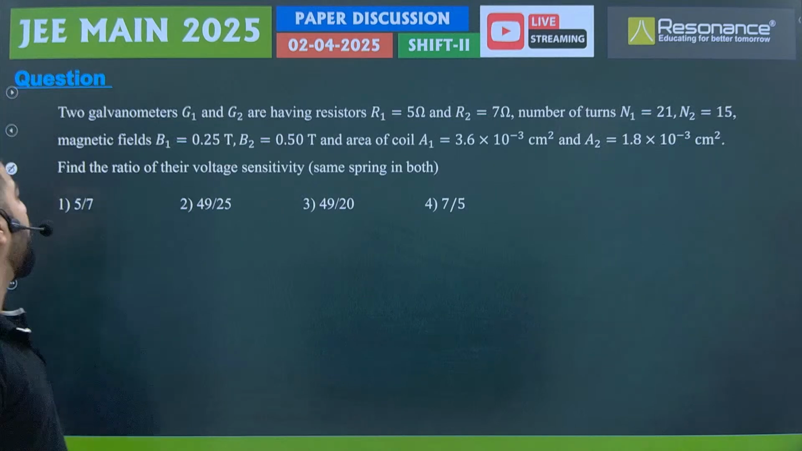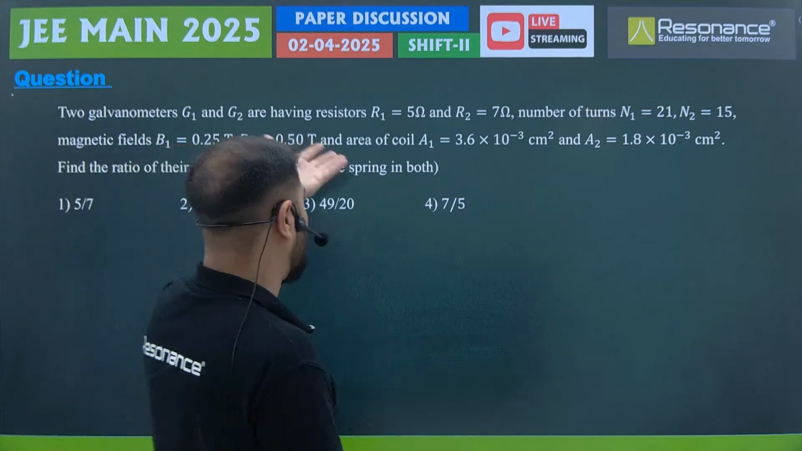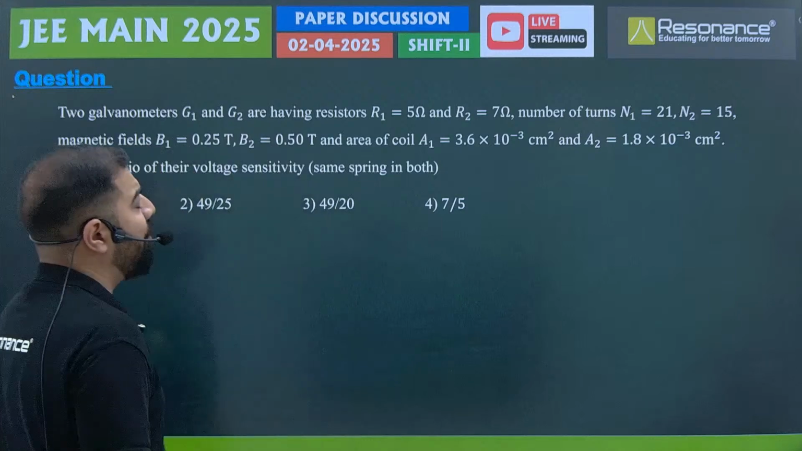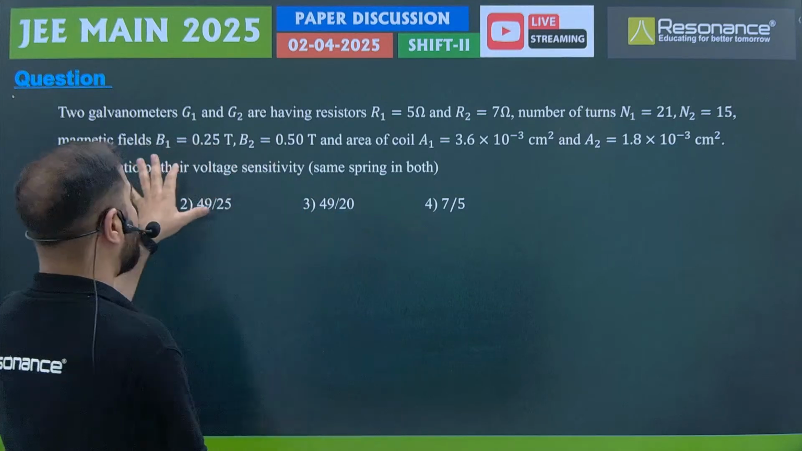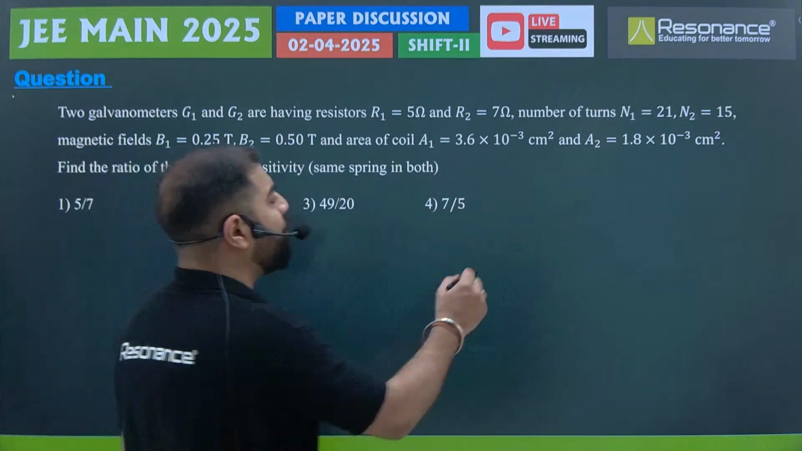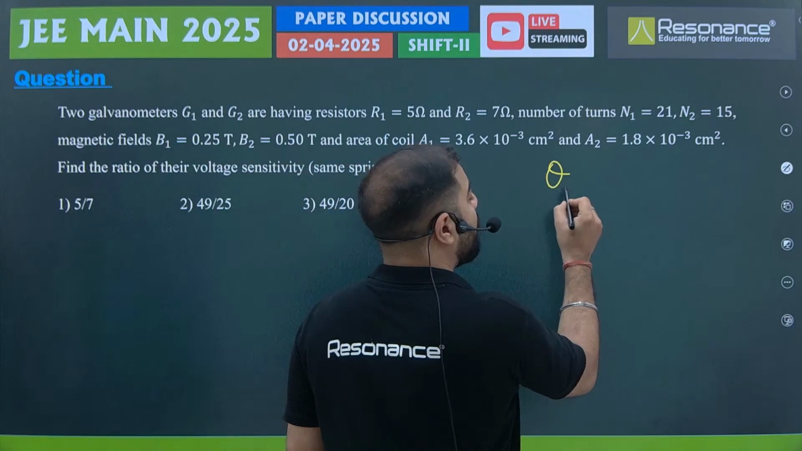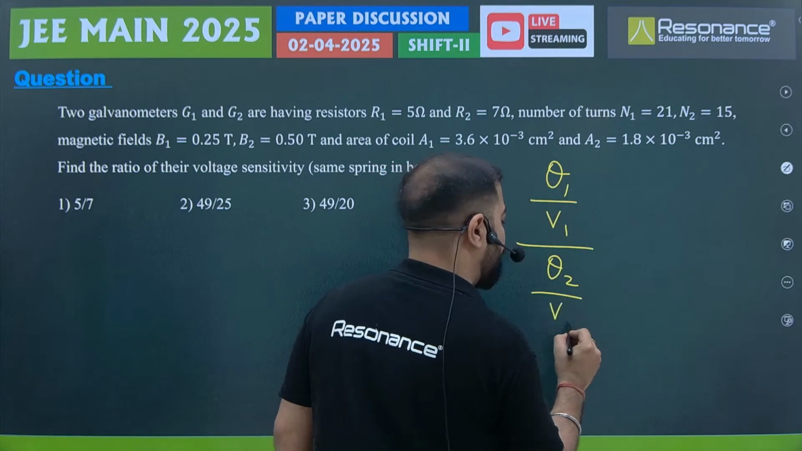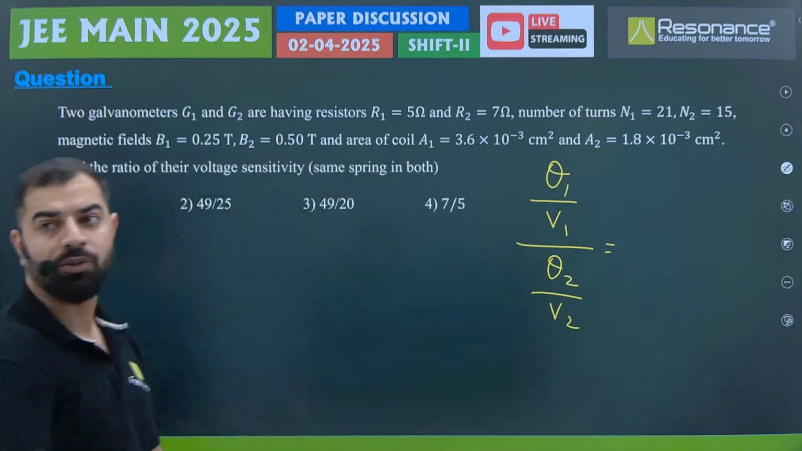Okay. Fine. Two galvanometers G1 and G2 are having resistance. So it's a question from electrical instruments, right? Having resistance R1, R2, number of turns N1, N2, area, and they are asking the ratio. So what do you mean by voltage sensitivity? It's nothing but theta 1 by V1, the ratio of this by theta 2 by V2. We want to find this. Yes or no?